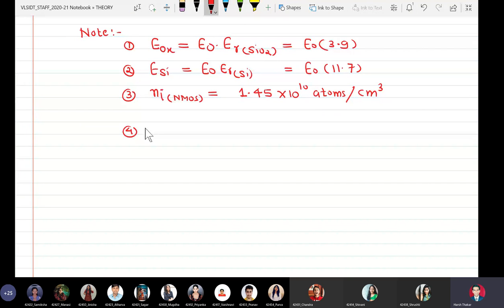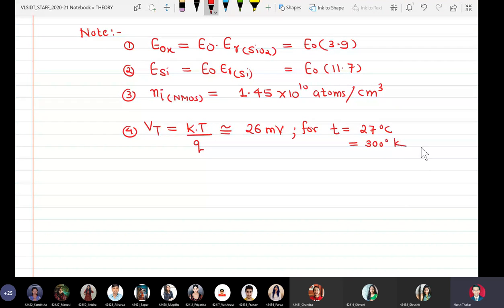Fourth, voltage equivalent of temperature is equal to Boltzmann constant into the temperature in Kelvin upon charge of an electron, which comes out to be approximately 26 millivolts for temperature equal to 27 degrees centigrade equal to 300 degrees Kelvin.